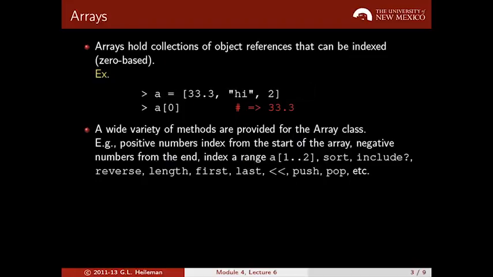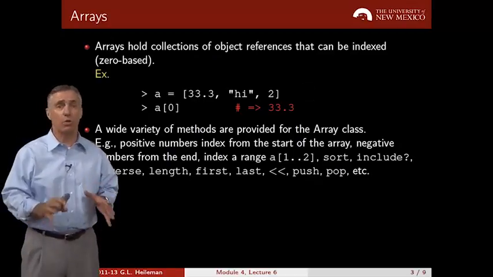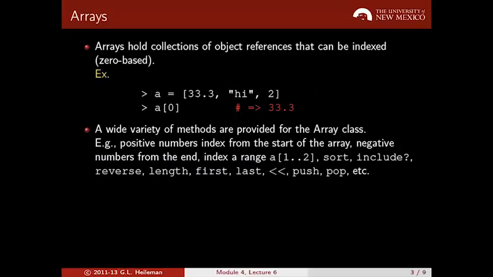So there's a huge number of different methods that are provided with the array class. And if you want to see them, just type capital A, Array.methods, and it'll give you all of the methods that exist for the array class. So here's a few of them. You can index a range. So if I want to get the second and third elements in that array, I'd say a[1..2], and I get a range of elements returned to me. It actually returns a subarray, or it returns an array element, in fact.